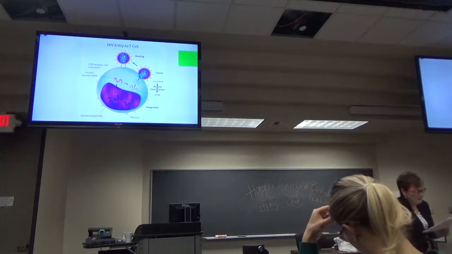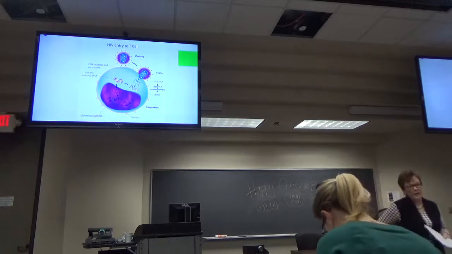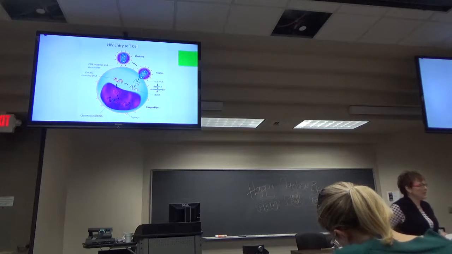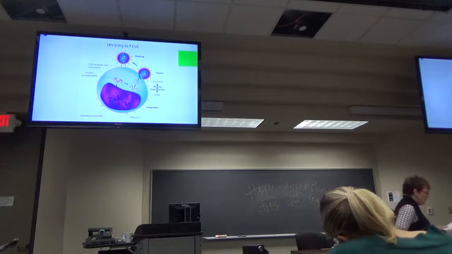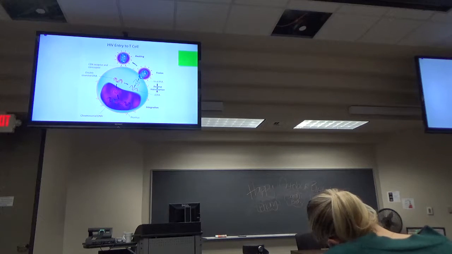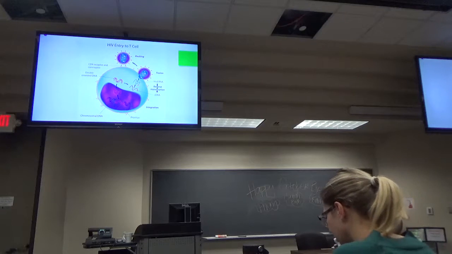So here are the types of ARVs. 30 antiretrovirals are on the market right now. We're going to look at examples in each class, not all of them, but mechanistically what they do, and then what their role is and where they sit.